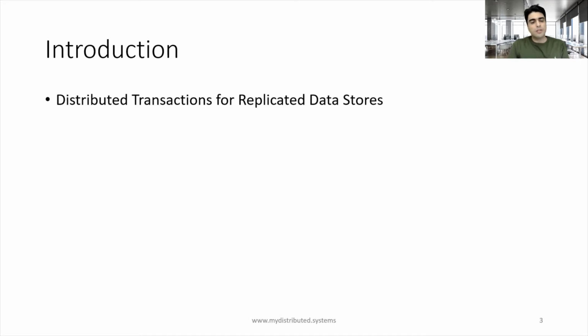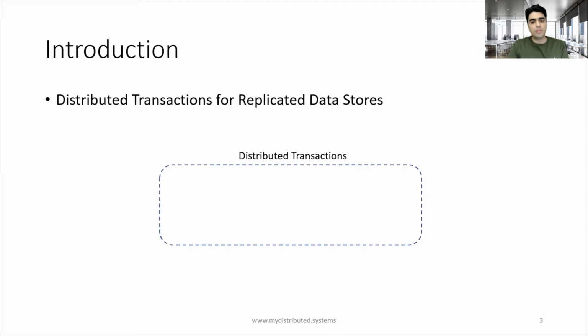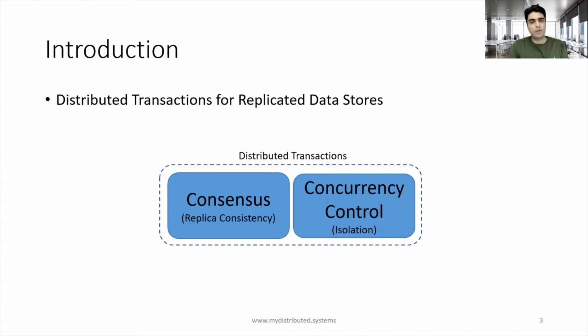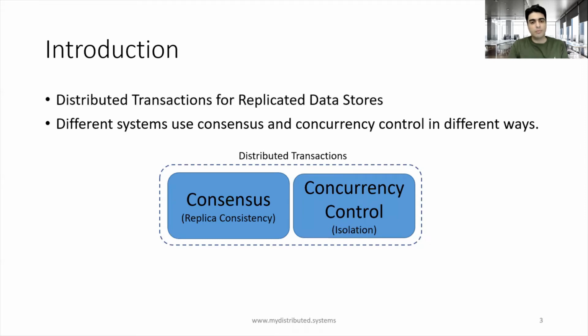To provide distributed transactions for replicated data stores, we need to use some form of consensus for replica consistency, and of course some form of concurrency control for isolation. Different systems that provide distributed transactions for replicated data stores use consensus and concurrency control in different ways.